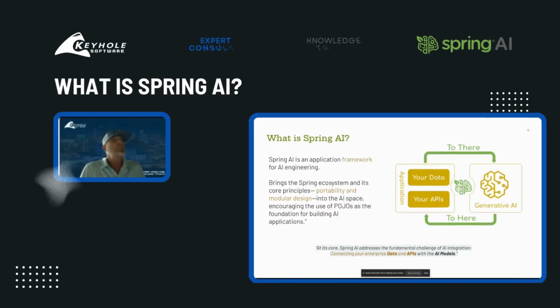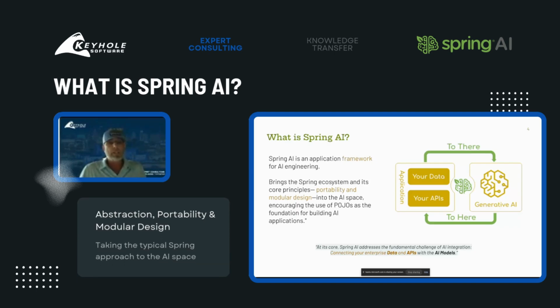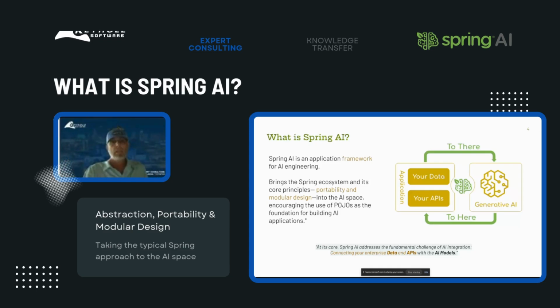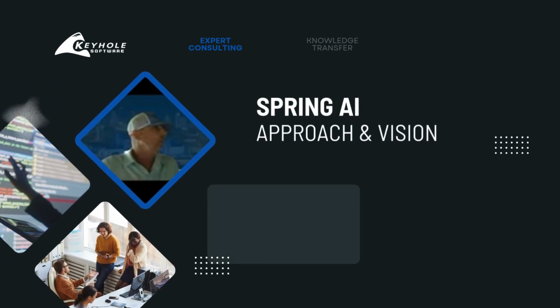Spring AI is built on the traditional Spring ecosystem. So the way we're used to doing auto configuration, auto wiring, building complex things on POJOs, right? Kind of simplifying the development process, really built around that abstraction idea of portability and modular design, just bringing it to the AI space. Basically, how can we get our data and our APIs to interact with these LLMs, right? Through this Spring model.